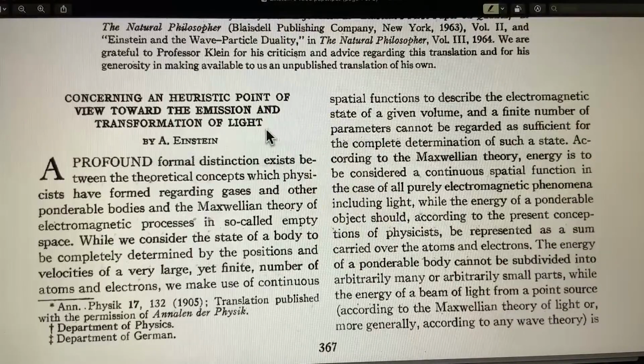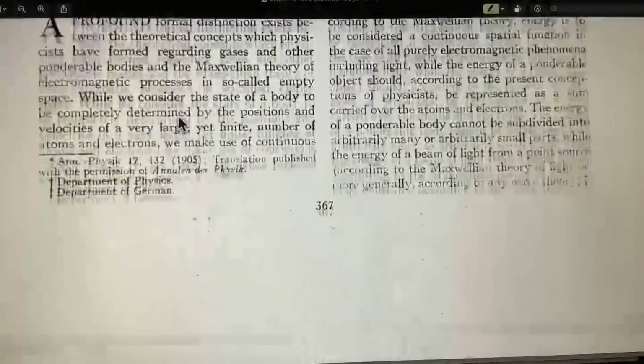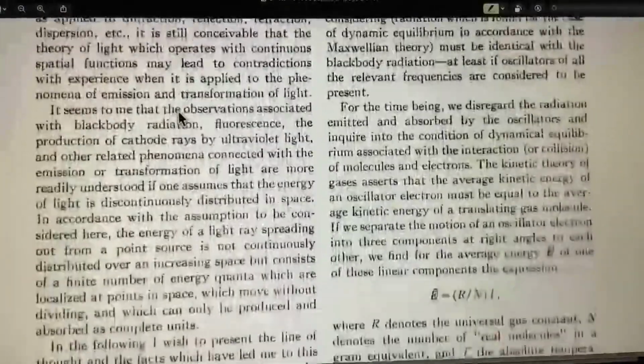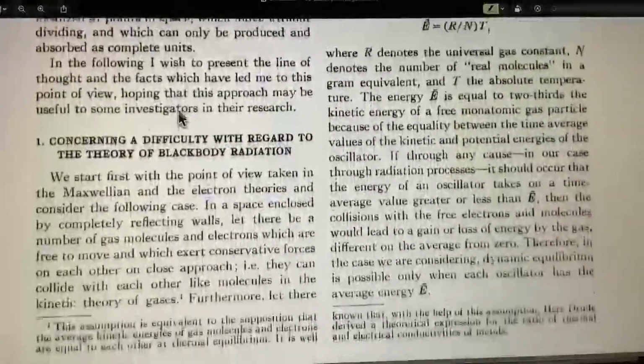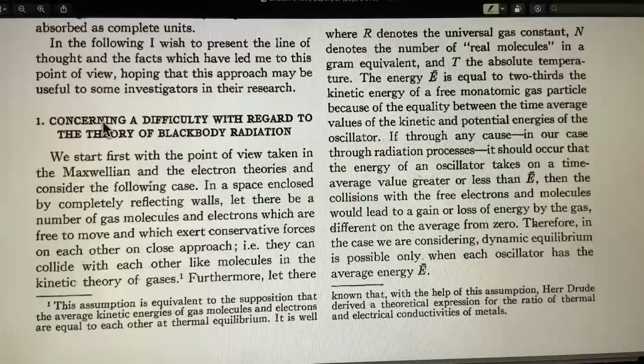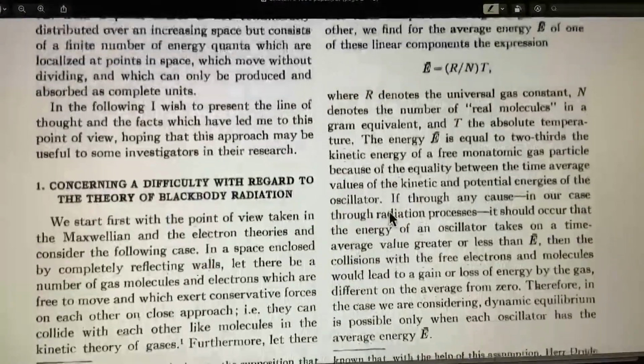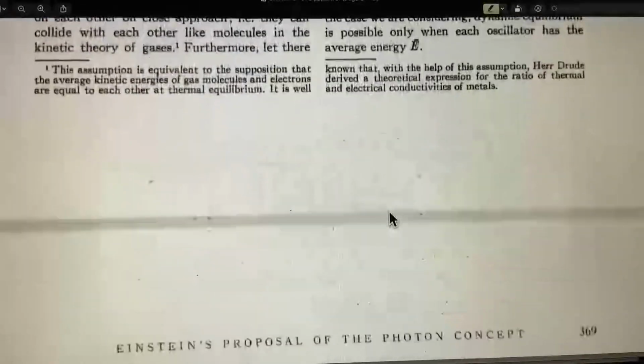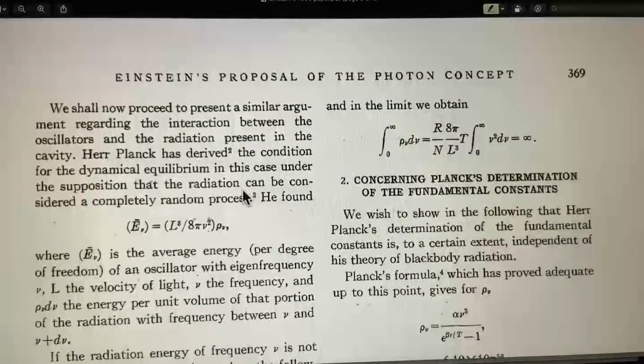Supposedly a paper to explain this photoelectric effect, but the title, then the first section. There are 9 sections in this paper. The first section is here, concerning a difficulty with regard to the theory of blackbody radiation. So here he says that with the existing theory, the total energy diverges, so there are problems in that and so on.